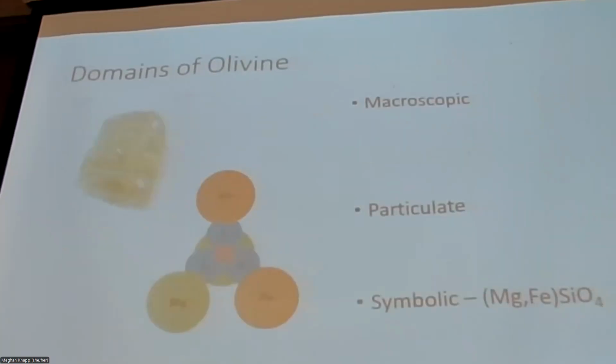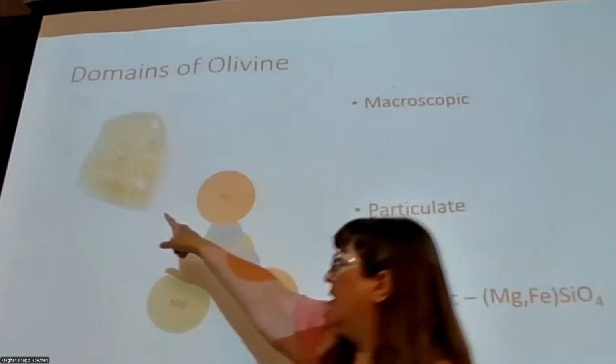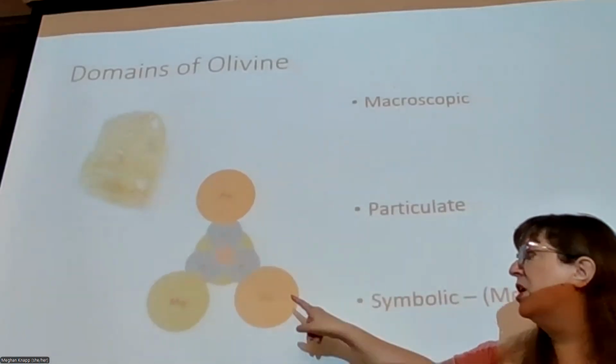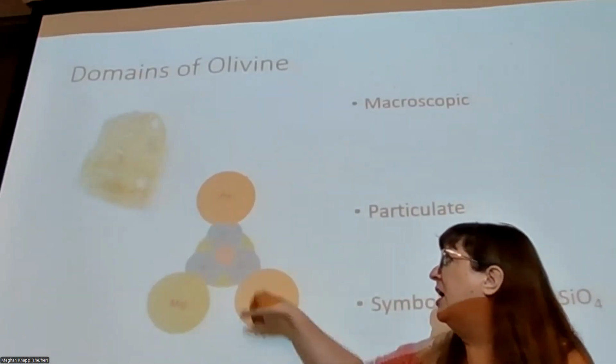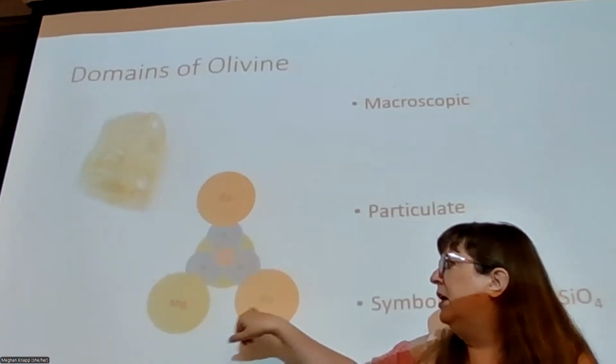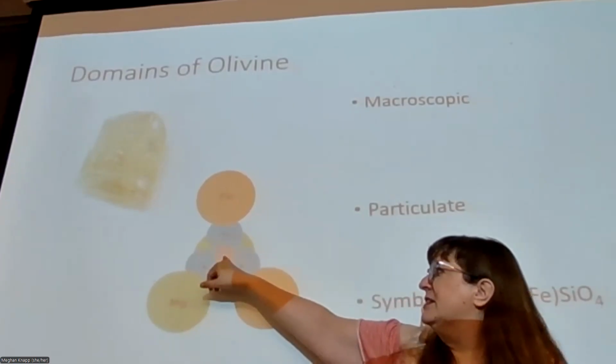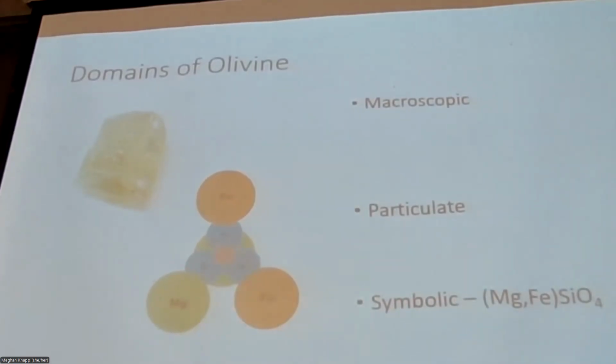All right, and if I were going to do domains, macroscopic would be a picture of the olivine. Particulate would be trying to show the different atoms. So I have iron here and here. I have magnesium here. I have oxygen here, and then silicon right in the middle. So it's actually got lots of different elements in it, not just the silicon. Okay, so those are 3 different domains. Oh, and then the symbolic would be this.